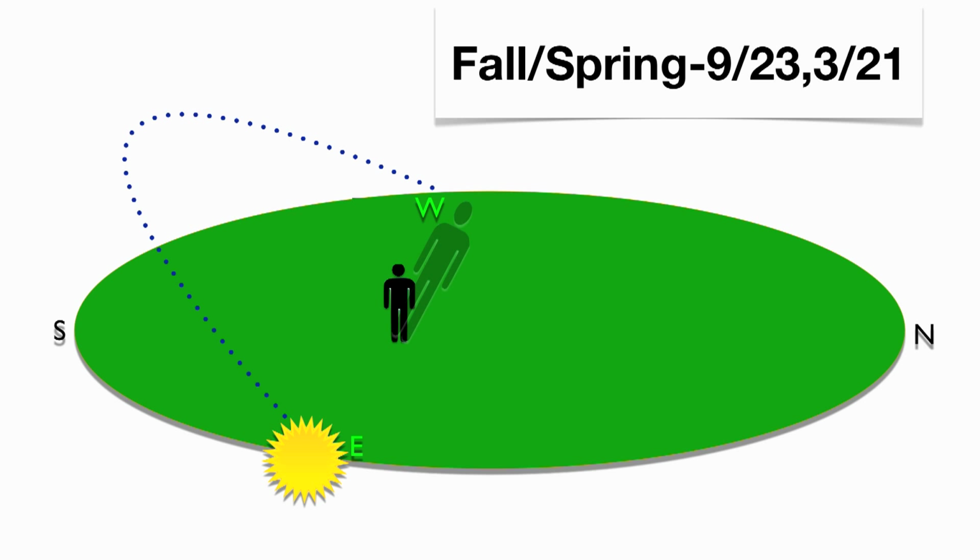You'll notice that my shadow is going to get smaller as it gets to noontime, so take note of the shadow length and the shadow direction, and then also when it sets. Now my sun is going to be out for 12 hours on this day across the entire planet.